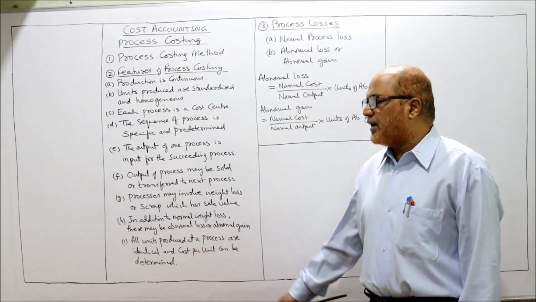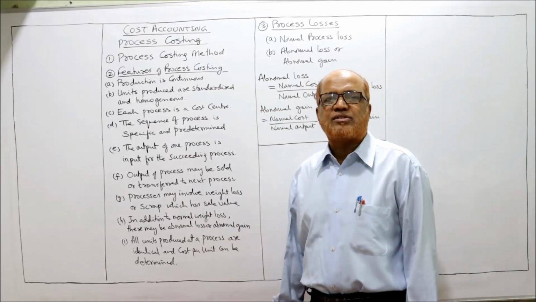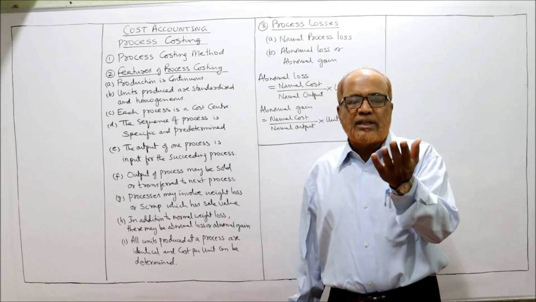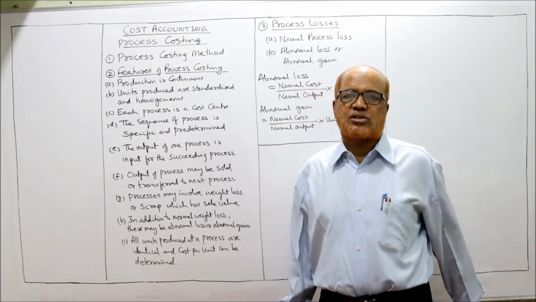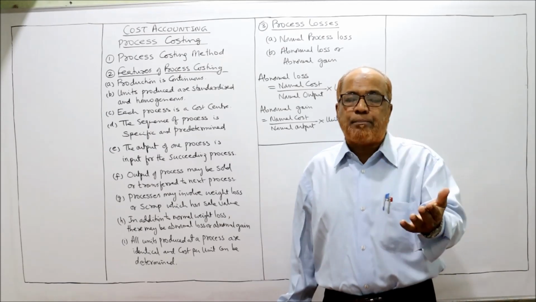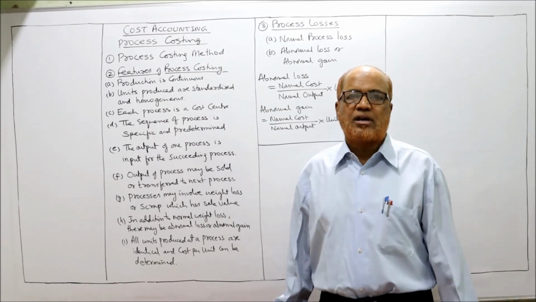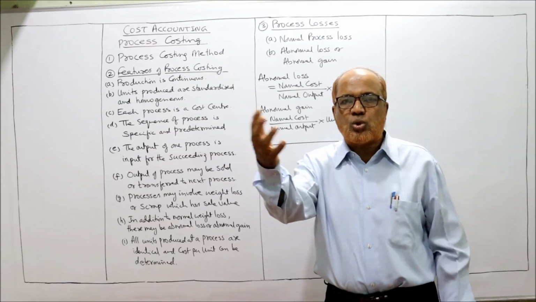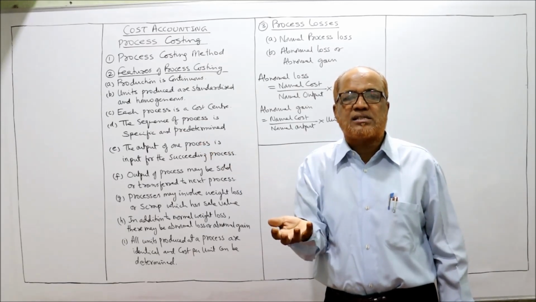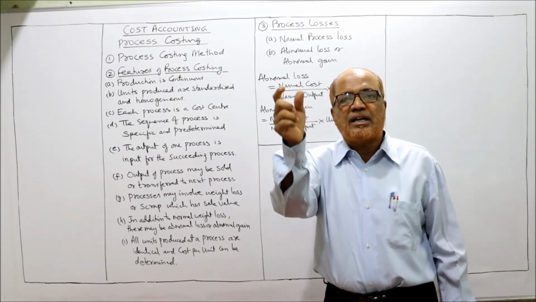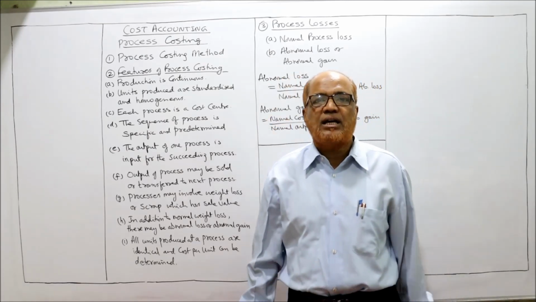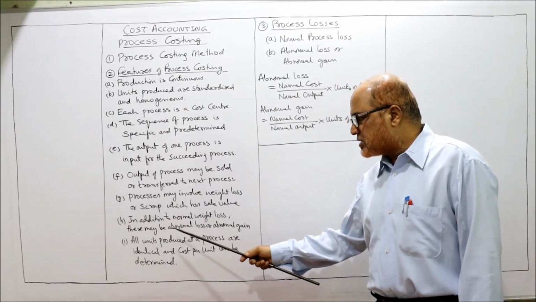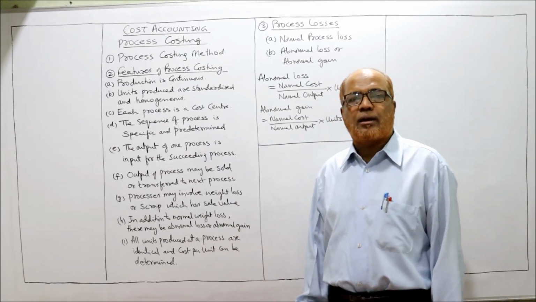Then, a process may involve weight loss or scrap, which may have some realizable value. In some process industries, there is a loss in weight in the process, or there may be some scrap realized in the process. The scrap may have some realizable value. The scrap may be sold and some cash is realized. The sale of scrap will be taken on the credit side of the process account. In addition to normal weight loss, there may be some abnormal loss or gain.